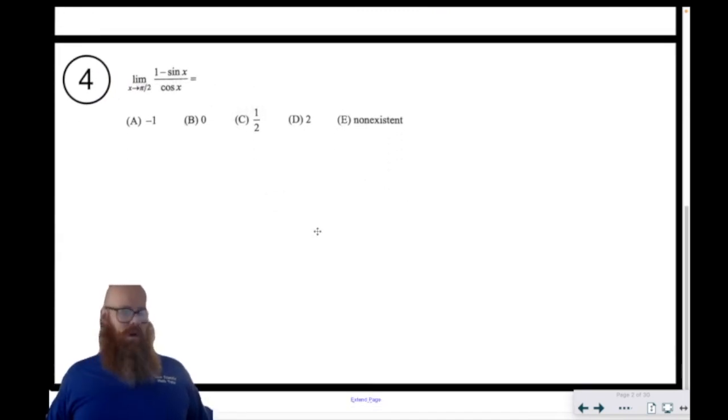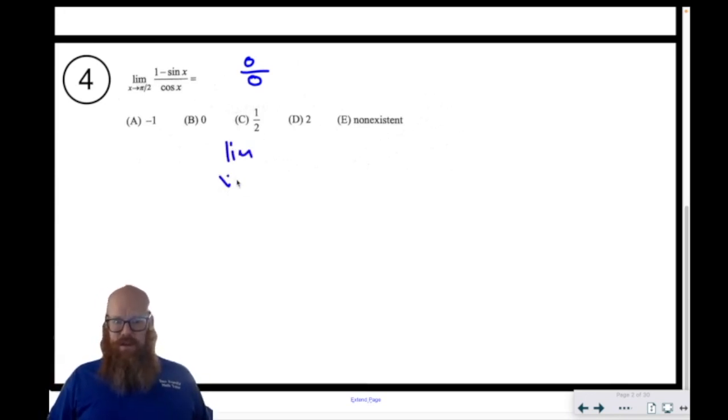All right, moving along to number 4. We are looking for a limit. The first thing we should always do when we're taking a limit as x goes to that numerical value is just substitute it in and see what happens. Well, the sine of pi over 2 is 1, so I get 0 on top, and the cosine of pi over 2 is 0. 0 over 0 should just be a cue to your brain. It should just be L'Hopital's rule.